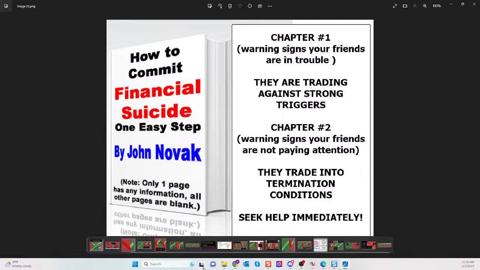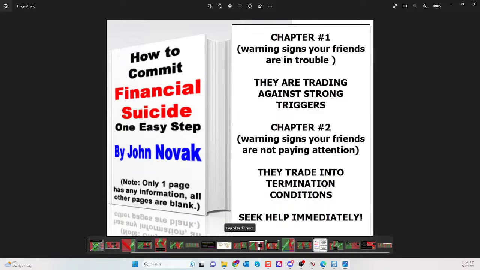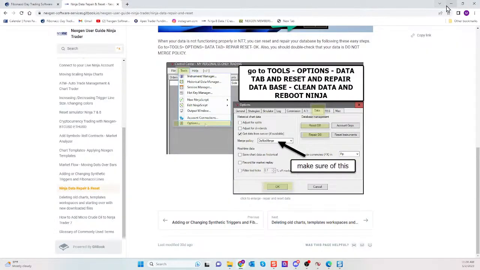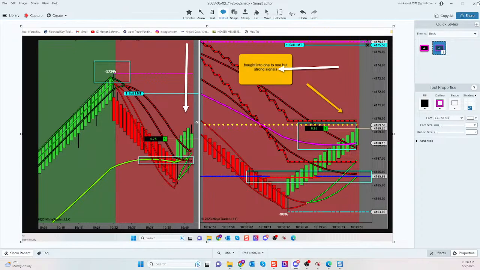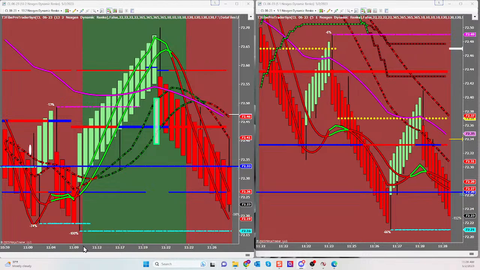And then chapter 2, warning signs your friends are not paying attention as they trade into termination conditions. Seek help immediately. This one always cracks me up, guys. And this was put together tongue-in-cheek because those are two of the biggest mistakes traders make that cost them money. So I always like to share that every now and then. Just not fighting. You don't have to fight. That's the beauty of what we do at Nexgen, is there's absolutely no reason to fight.